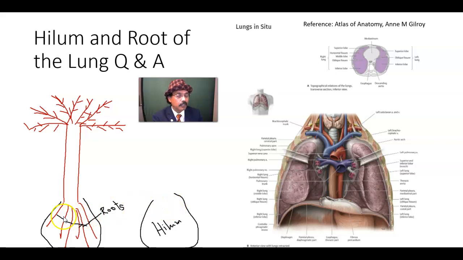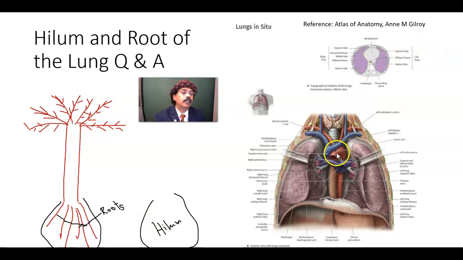The hilum accommodates the root structures, like the pulmonary artery and pulmonary vein, the bronchus, and other structures like the sympathetic and parasympathetic nerves, the pulmonary plexus, and the visceral efferent nerve fibers, plus lymph nodes. These are the parts of the root, and the root is present inside the hilum. The hilum is the space for the root. Okay, the hilum is present on the medial aspect of the left lung and right lung.